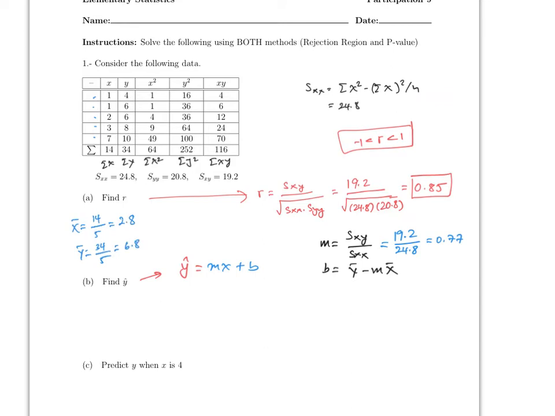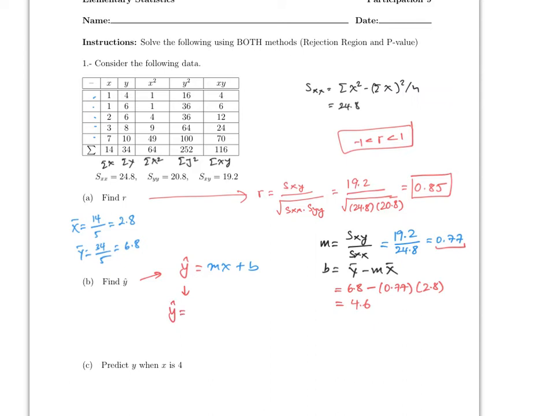So to find the y-intercept, just plug it in here. So this will be 6.8 minus m, which we just found to be 0.77, times x bar, which is 2.8. And how much is that? So this is 4.6. So you round it to one decimal place. From here, then, for the equation of best fit, you just have to plug in the values here.